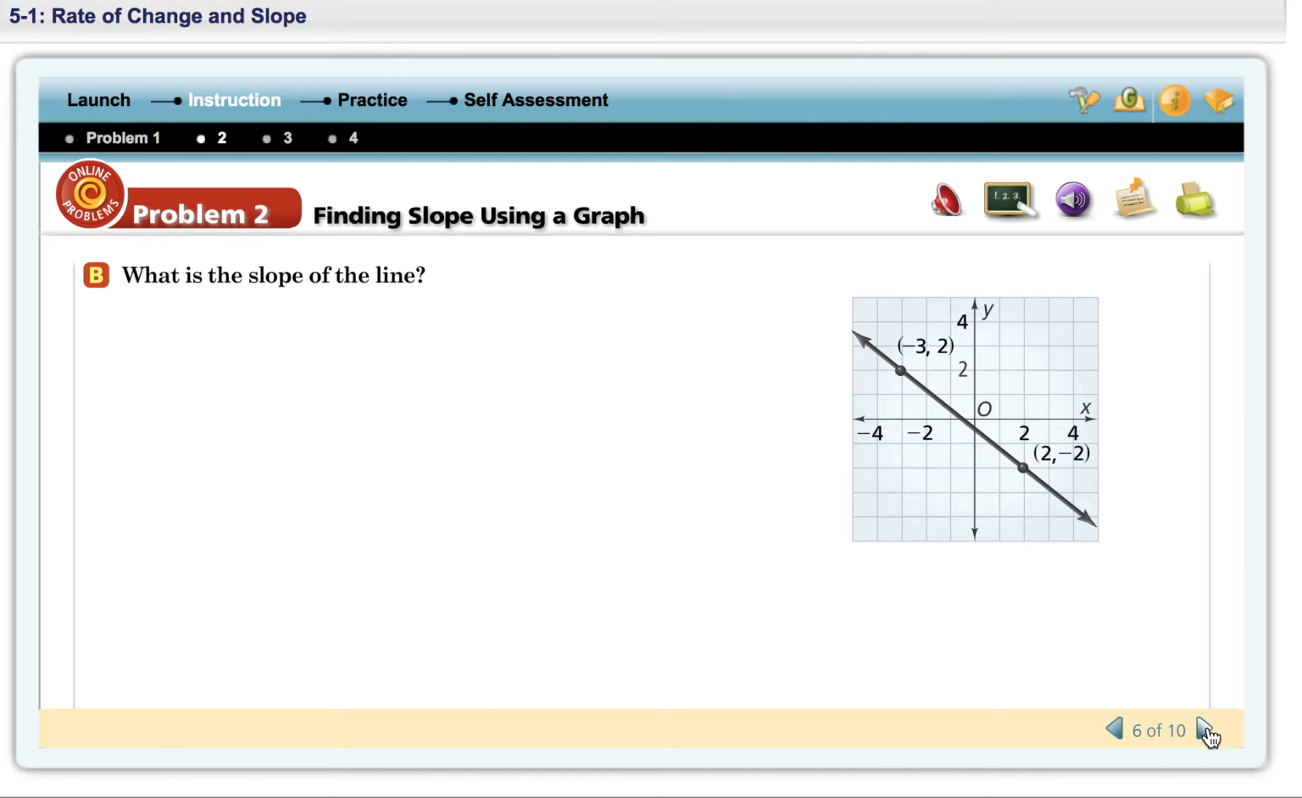Part B. What is the slope of this line? So we're going to have something a little bit different in this line. And this is a very important thing to keep in mind here: the slope of your line can be either positive or negative. In the last example, it was positive. But let's look at this one.